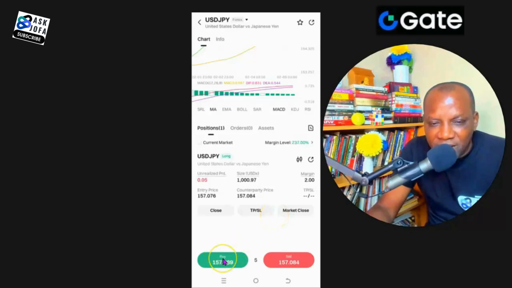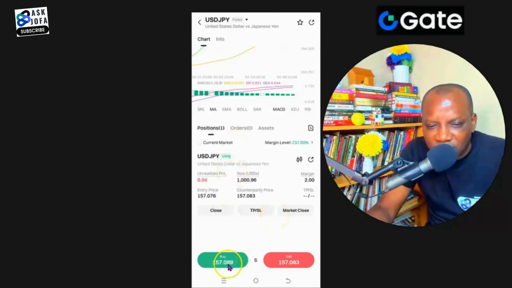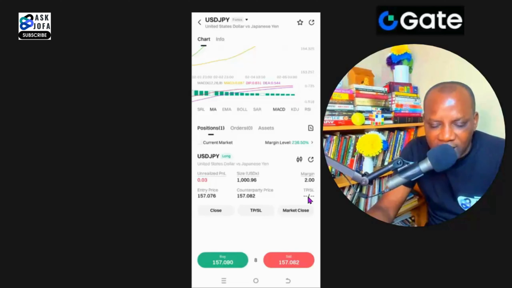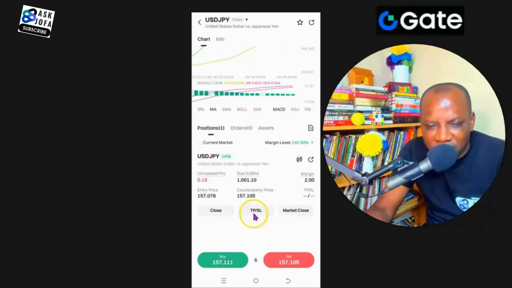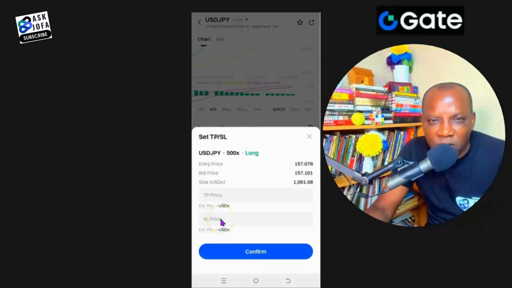I'm saying I believe this money will go up for this trade. If this money goes down, I have to set a stop loss so I will not lose too much of my money. To do that, you can see this line. You can close this trade by tapping it to stop the one that you submitted. To set take profit and stop loss, you tap here. You should always set your stop loss first.